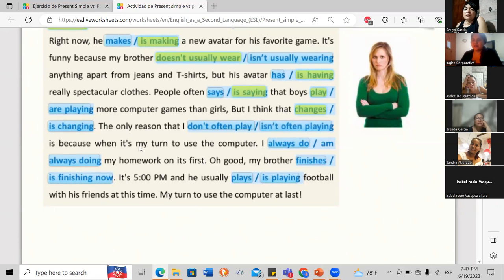The only reason that I don't often play, isn't often playing, is because when is it my turn to use my computer? Robert. The only reason that I don't often play or isn't often playing. The only reason that I don't often play. Okay.